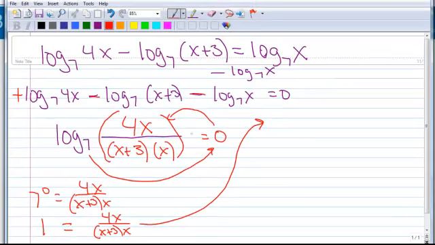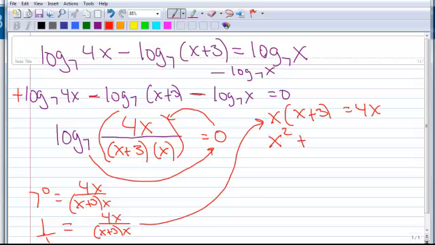All right, so now I want to cross multiply. So let's go back down here a minute. I can think of this as 1 over 1. So we want to cross multiply, and we end up with x times x plus 3 equals 4x. And now at this point I can multiply out and combine like terms. So this becomes x squared plus 3x equals 4x.